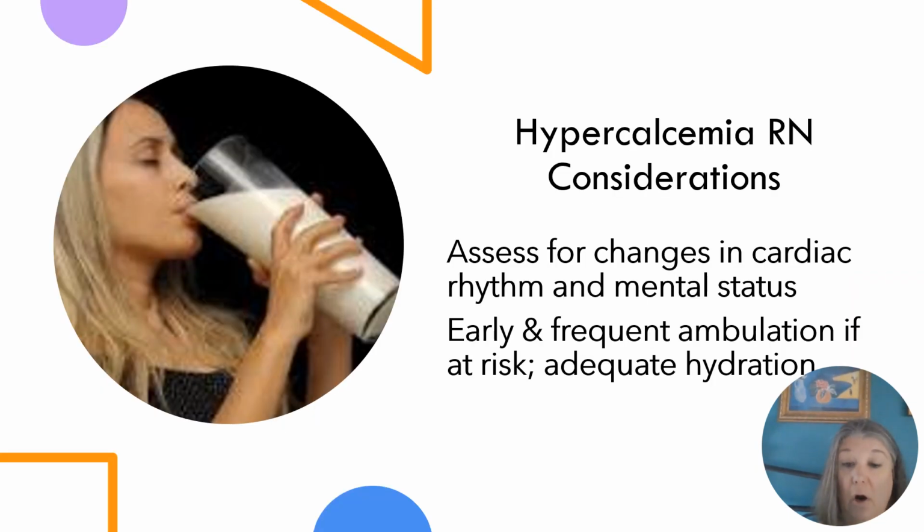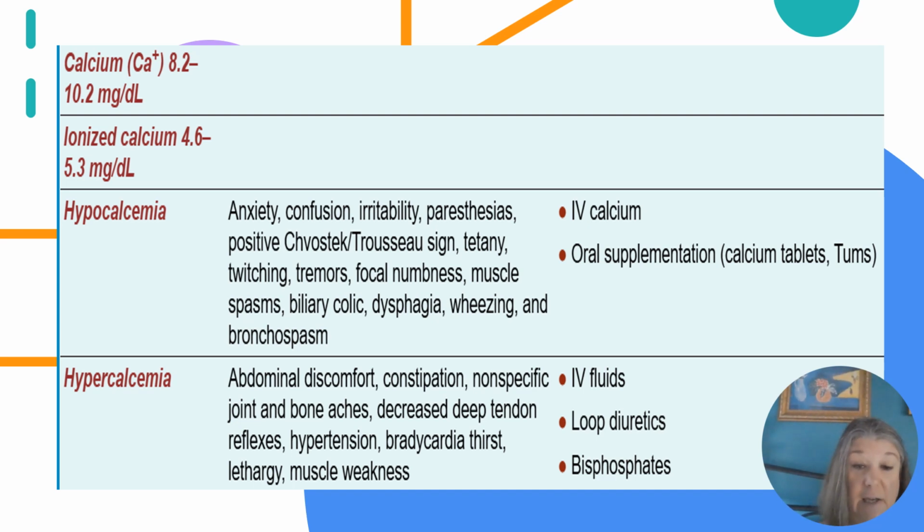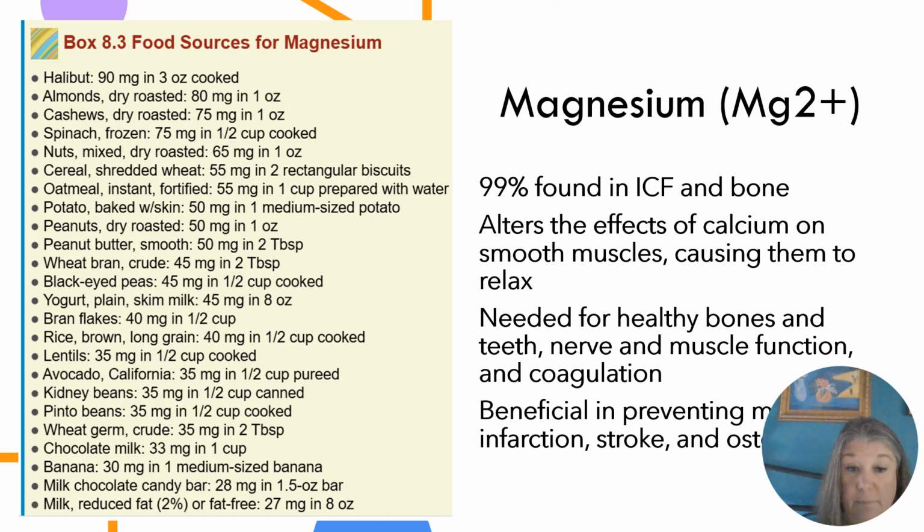Our RN considerations: cardiac rhythm, mental status. We're going to want early and frequent ambulation if our person is at risk. We're not going to want them just sitting there. Remember, when we move the body, we keep everything functioning the way that it should. Also, adequate hydration is important. Here's our slide 28. This compares hypocalcemia to hypercalcemia. So that gives you your signs and symptoms and then how we're going to treat that.